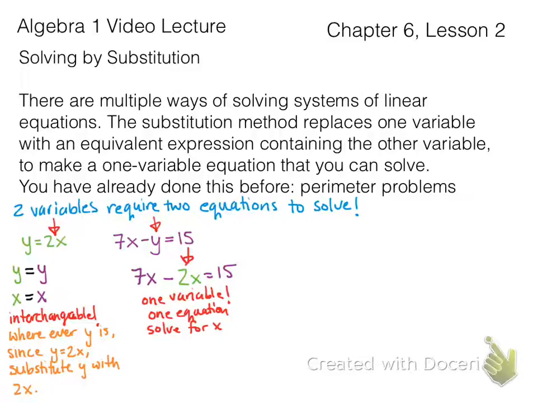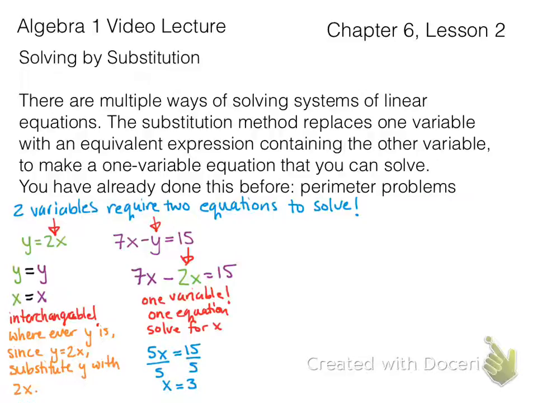So 7x minus 2x equals 15. I now have one variable, one equation. Let's go ahead and solve for x. All right. So 7x minus 2x is 5x. 5x equals 15. Divide by 5 on both sides.